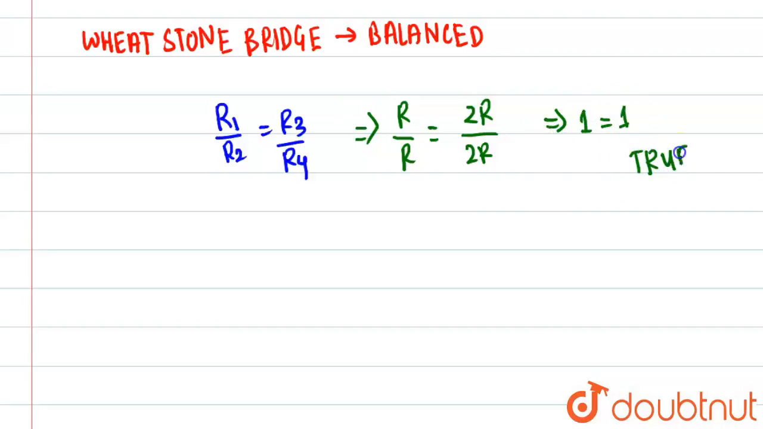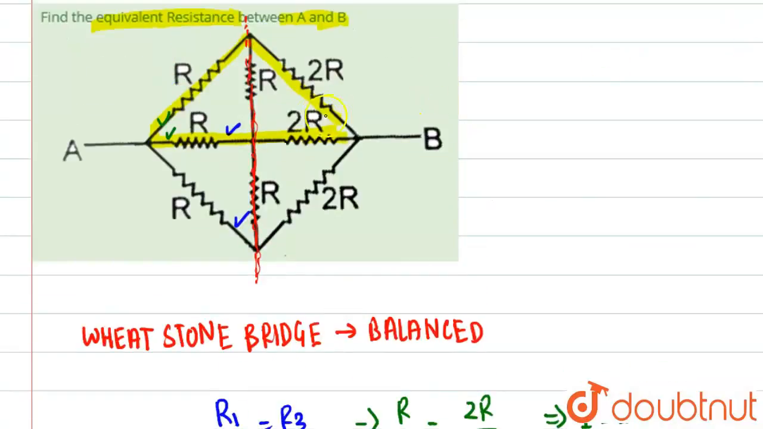That means the above circuit is a balanced Wheatstone bridge. That means from this resistance, no current will flow. Now we'll check for the down part of the circuit. What is the down part? Down part means this branch and this branch.